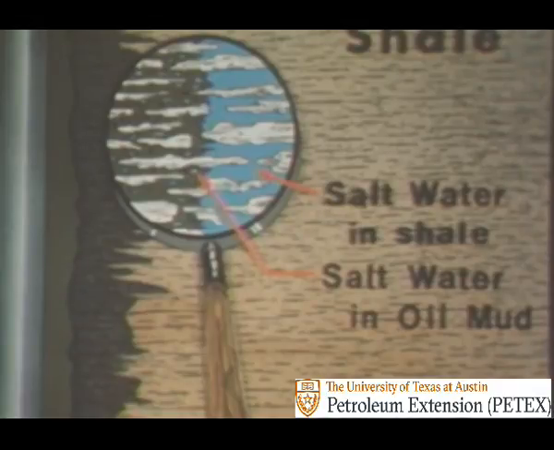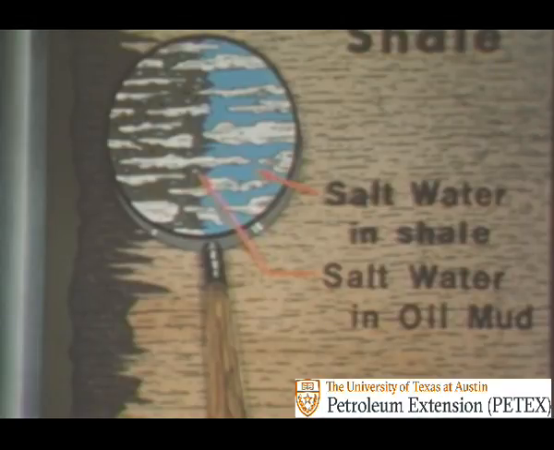Shale, like an oil mud, also contains water. A look into the magnifying glass to the right of the hole that is filled with oil mud shows that there is salt water in the shale and salt water in the oil mud. During drilling, the water in the mud comes in contact with the water in the shale. There is a tendency for the water in the mud to transfer to the water in the shale, or for the water in the shale to transfer to the mud. Water transfer in either direction depends on just how salty the water in the mud and the shale is. Water transfer in either direction is usually not desirable.